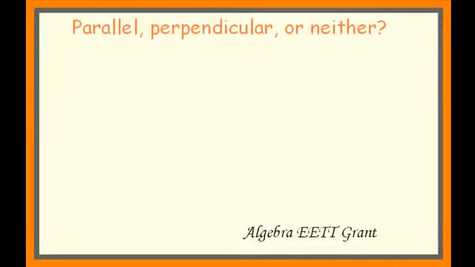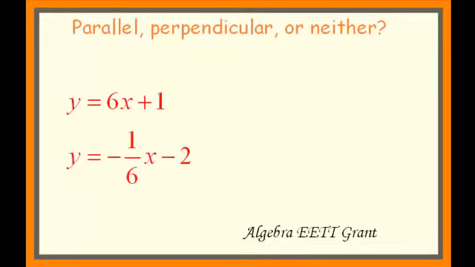Another type of question they will ask you with parallel and perpendicular lines is this simple question. Given a set of equations, are they parallel, perpendicular, or neither? So for them to be parallel, remember, they have to have the same slope and they must have different y-intercepts. For them to be perpendicular, they must have opposite reciprocal slopes, and it really doesn't even matter what their y-intercepts are. So as we look at this first set of equations, are they parallel, perpendicular, or neither? Well, in this case, they have opposite reciprocal slopes, so they are perpendicular.